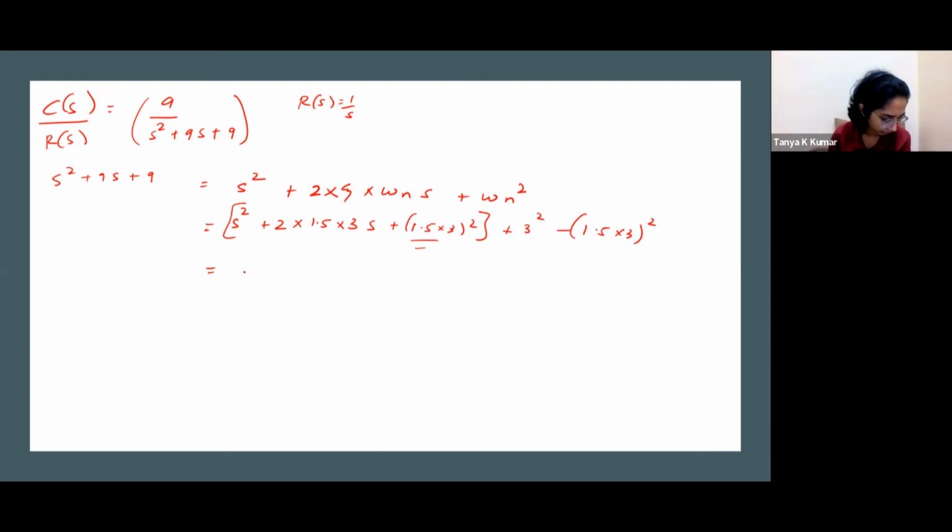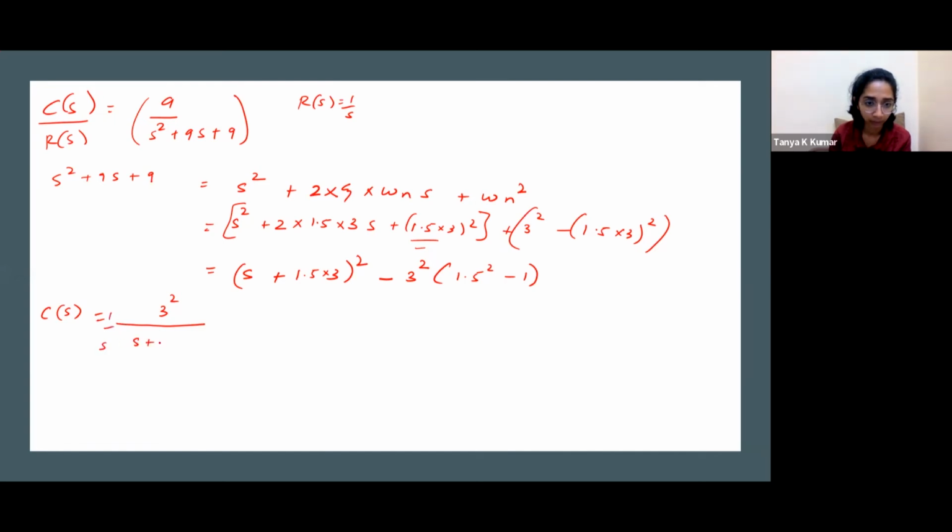Now we do a simplification. So what we get is S plus 1.5 into 3 the whole square minus 3 square. I take out 3 square common from this. Okay. 3 square into 1.5 square minus 1. Okay. So now we do C of S. So you multiply that R of S over there. Okay. So you get 3 square by, 1 by S comes here. You get denominator as S plus 1.5 into 3 whole square minus 3 square into 1.5 square minus 1. I just substituted this value in the denominator. I expanded the denominator here, that I substituted into this. And this R of S is 1 by S, so that I have multiplied here.